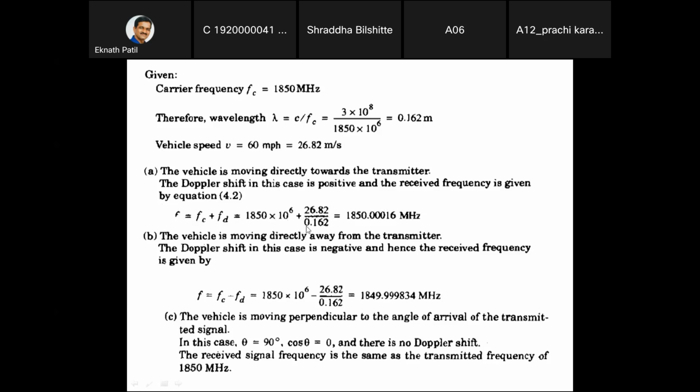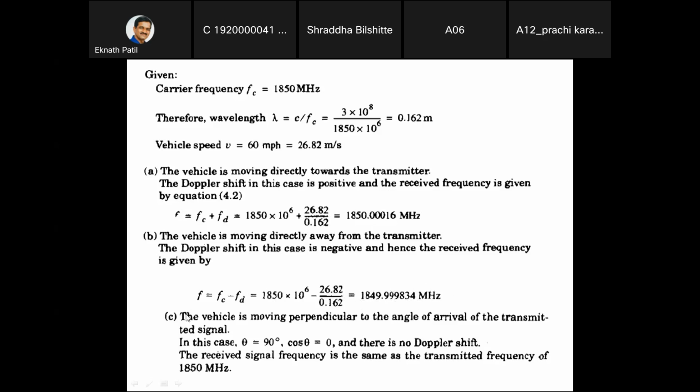So fc plus or minus fD, that particular part we have to keep in mind, and we can solve examples. Now the vehicle is moving directly away from the transmitter. The Doppler shift in this case is negative, and hence the received frequency is given by f equal to fc minus fD. So fc minus fD is 1849.99984 megahertz. We can also write it as 1849999834, that is the value.